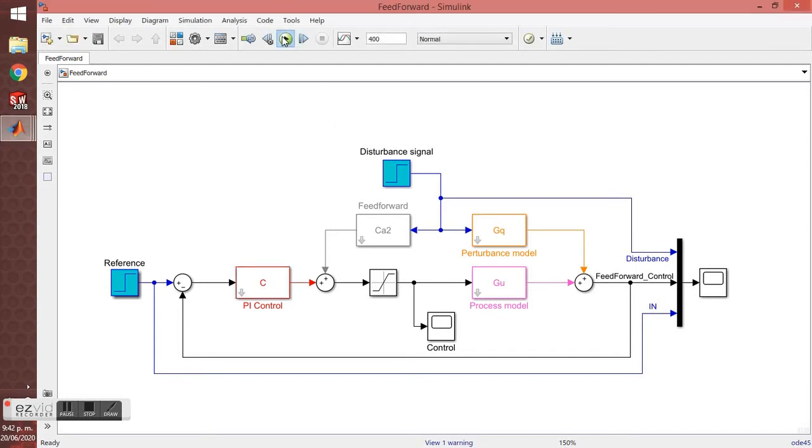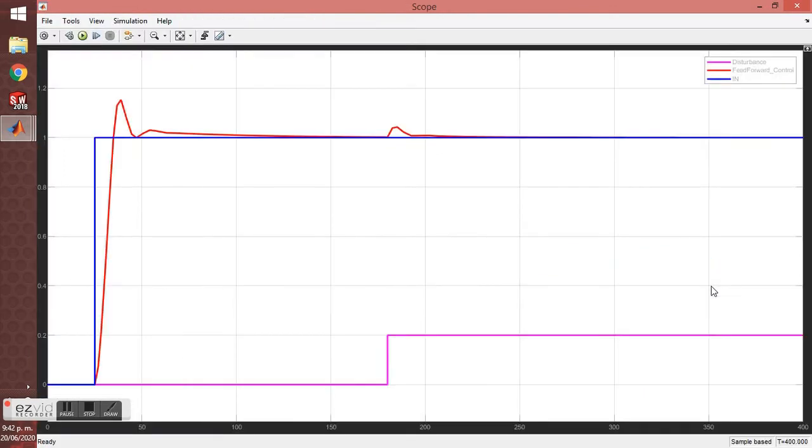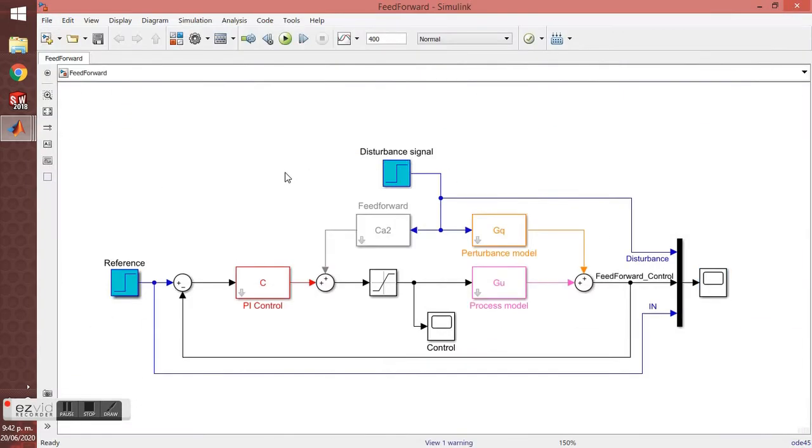So, we're going to see what is on the scopes and the response to a step input for feedforward control and a disturbance of 20% that is in purple color. That is what we have here in the figure. We have the step input of 1 and the response for the feedforward control with a disturbance of 20%. So it has been the feedforward control.